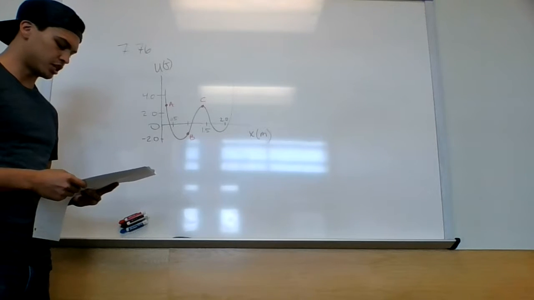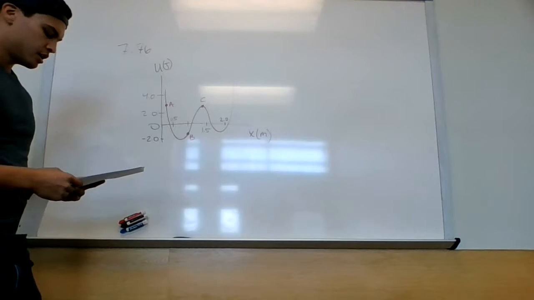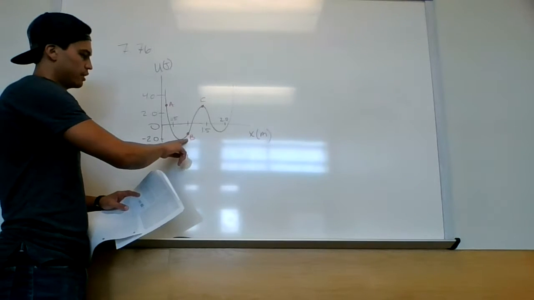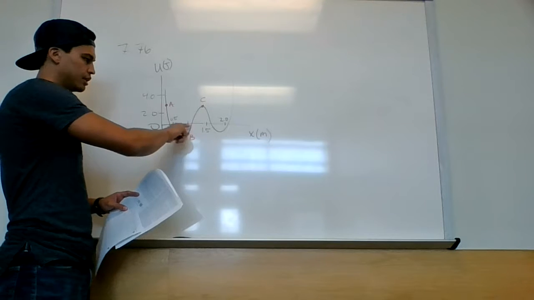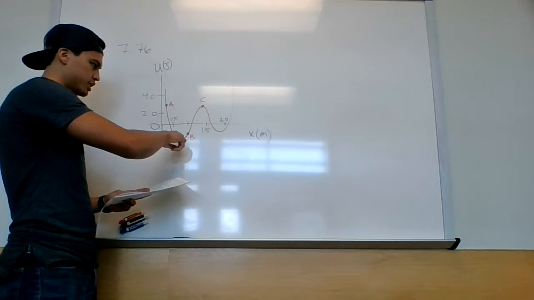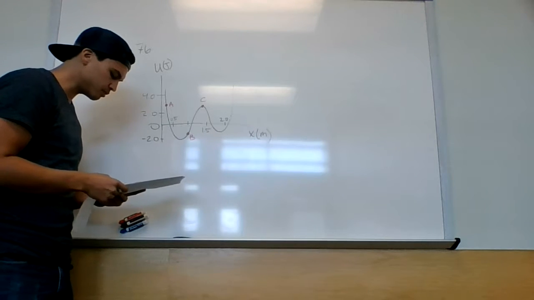So part B, what's the direction of force at part B? So since you have a positive slope and you take the negative of that, you're going to have a negative force in the x direction.